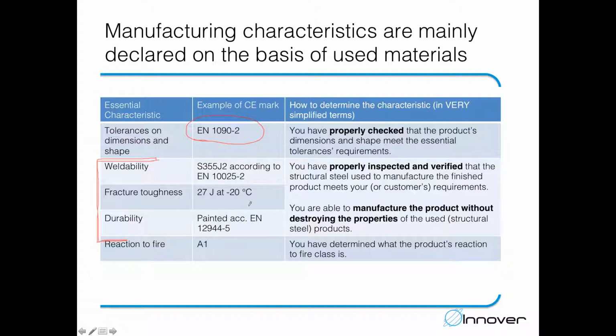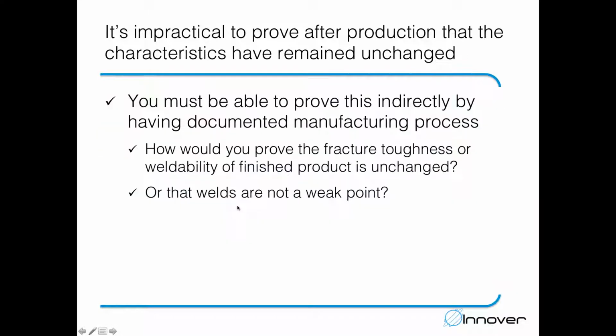So you cannot just say that, okay, we did actually use S355J2 to manufacture the product, but this is not sufficient proof for the CE marking, because you are still able to destroy the product during the manufacturing. So it actually doesn't have the characteristics of S355J2, especially in terms of fracture toughness. So it is basically impractical to prove after the production that the characteristics have remained unchanged. So there must be another way to prove what the characteristics are in relationship to the manufacturing.